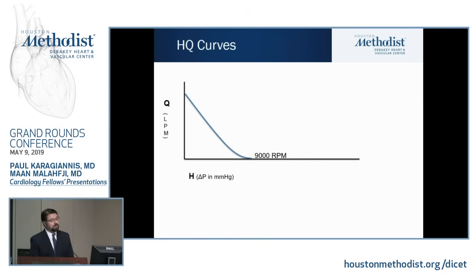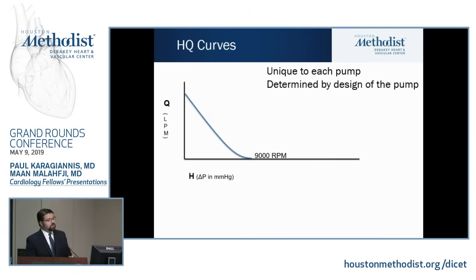This is our first HQ curve. This is, again, a stylized HQ curve. We'll see a real HQ curve in just a few moments. This is the relationship between differential pressure, the H, and Q, which is the physics variable for flow in liters per minute. You can see here that there's an inverse relationship between differential pressure and flow. The greater the pressure difference across the pump, the lower the flow is.